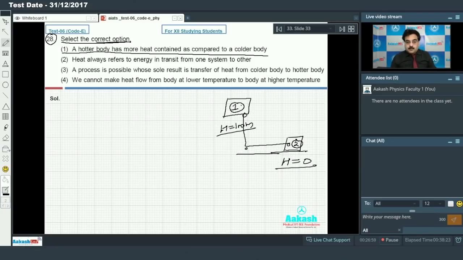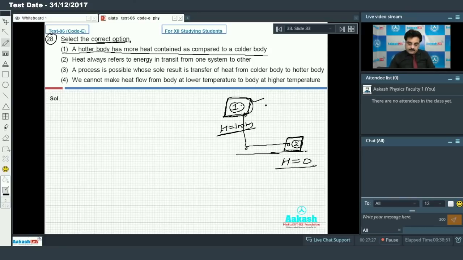But this is not correct, because I am saying only that this is a water tank. I am not saying it is filled with water. So water will flow only if there is water. The height difference cannot give a guarantee that water will flow. It can decide only the direction of flow of water. Water will flow if there is water, because this is a water tank. I am not saying it is filled with the water.